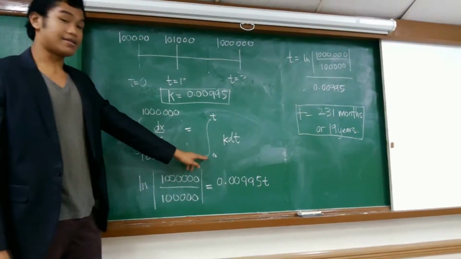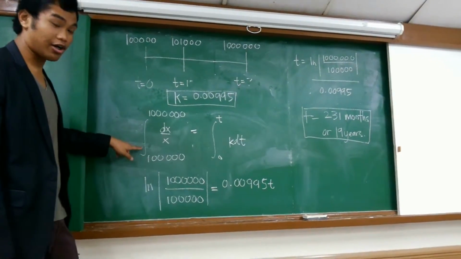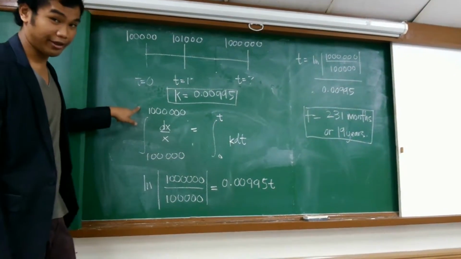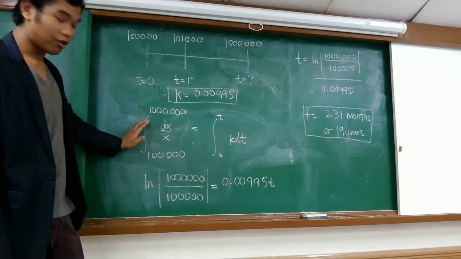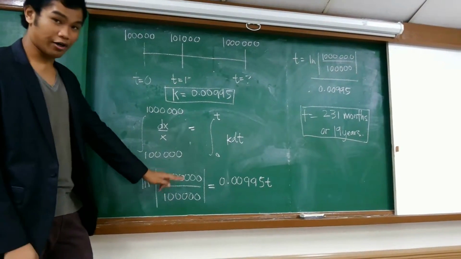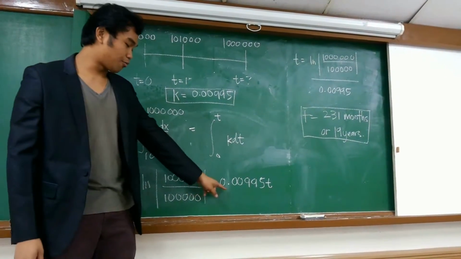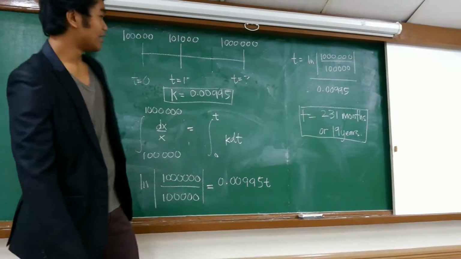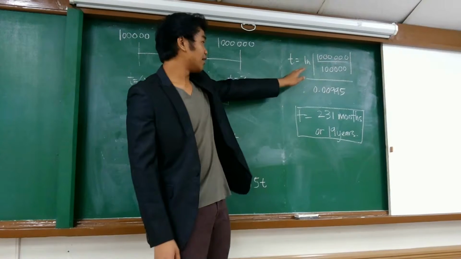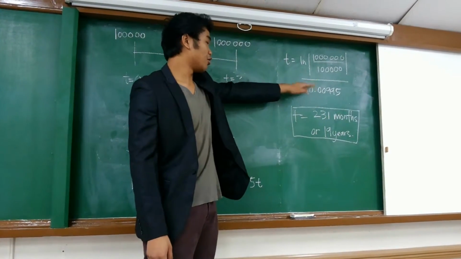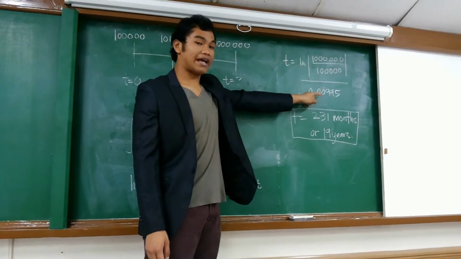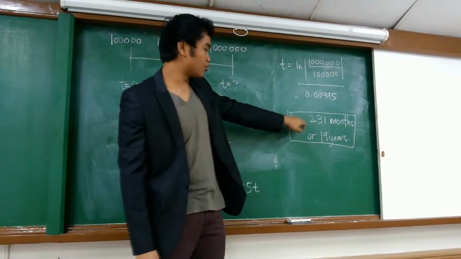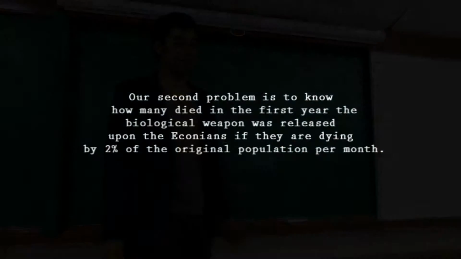Now look, at t equals 0, the conians are at 100,000. At an unknown time t, the conians are at 1,000,000. Evaluating this, we will get ln of 1,000,000 over 100,000, which is equal to 0.00995, which is k, multiplied by t. Now, isolating t, we will get ln of 1,000,000 over 100,000 over 0.00995. Now, evaluating that, we get that t is equal to 231 months, or 19 years.